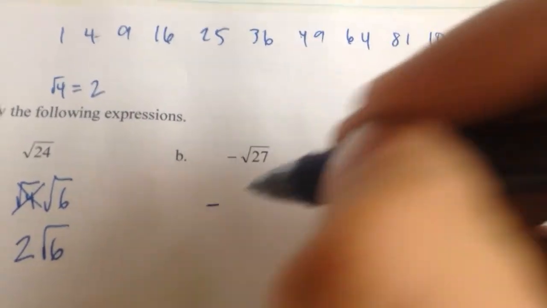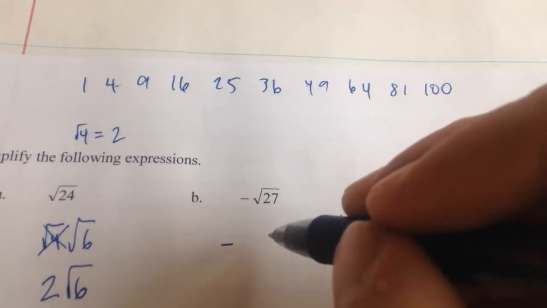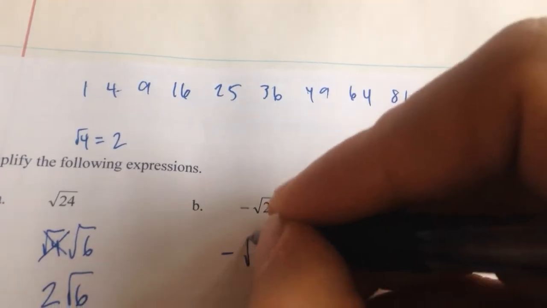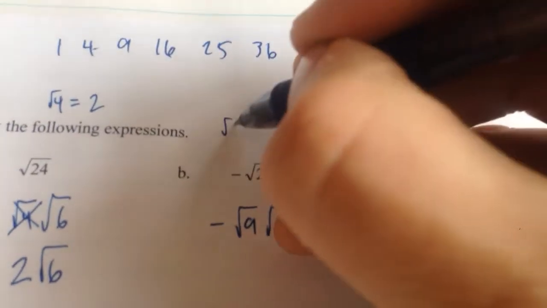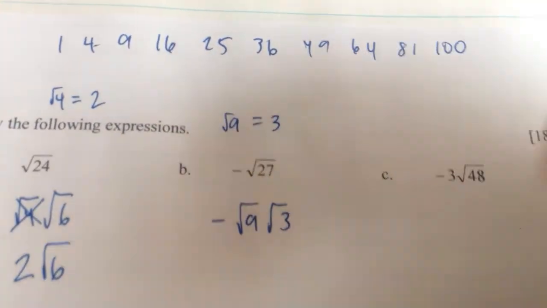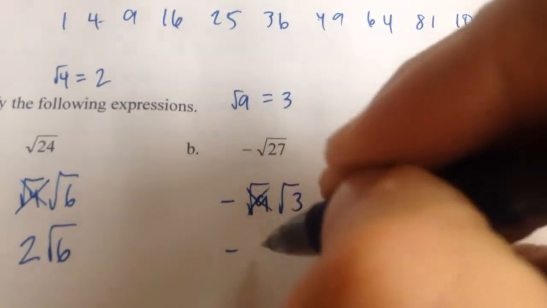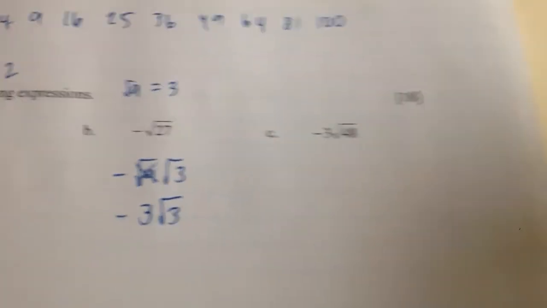For B, which of these numbers on my square root list is a factor of 27? That answer is 9. Square root of 9 times 3. Again, the square root of 9 is 3. So I'm going to replace square root of 9 with 3. This is my final answer.